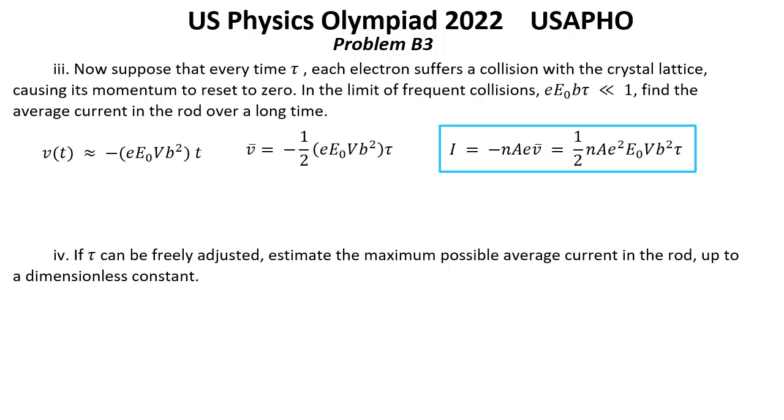Number 4. If tau can be freely adjusted, estimate the maximum possible average current in the rod up to a dimensionless constant. Solution. If tau is small, then more frequent collisions slow down the current, as we showed in part B3. But if tau is very large, then the current cancels itself out due to Bloch oscillations.